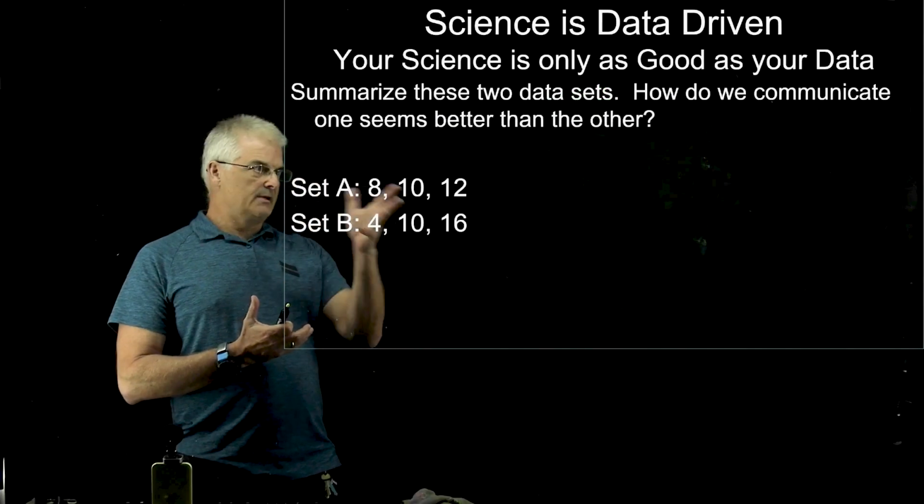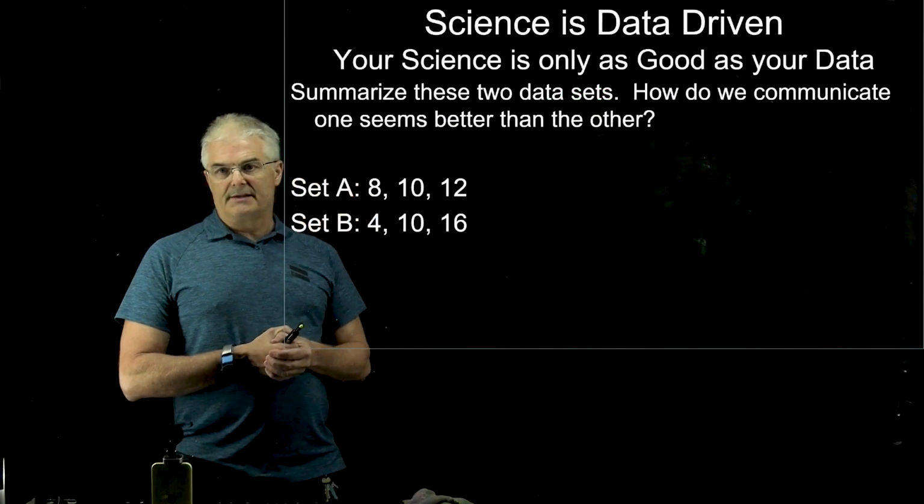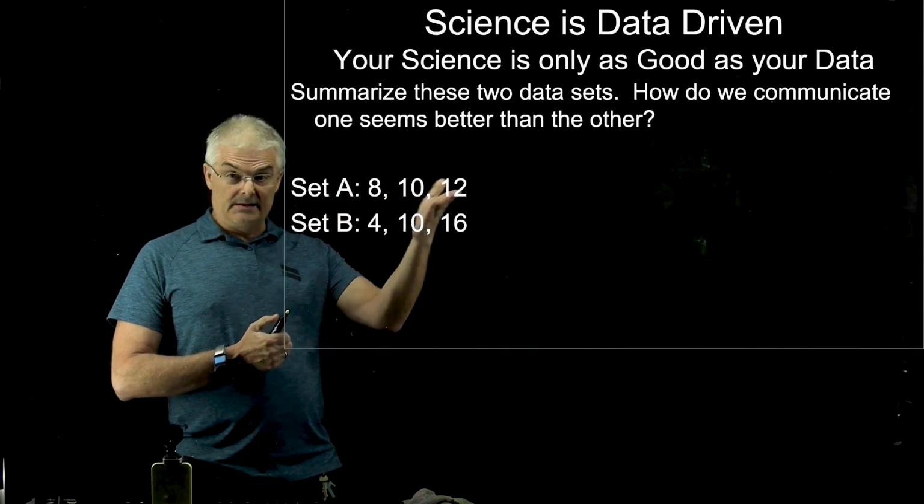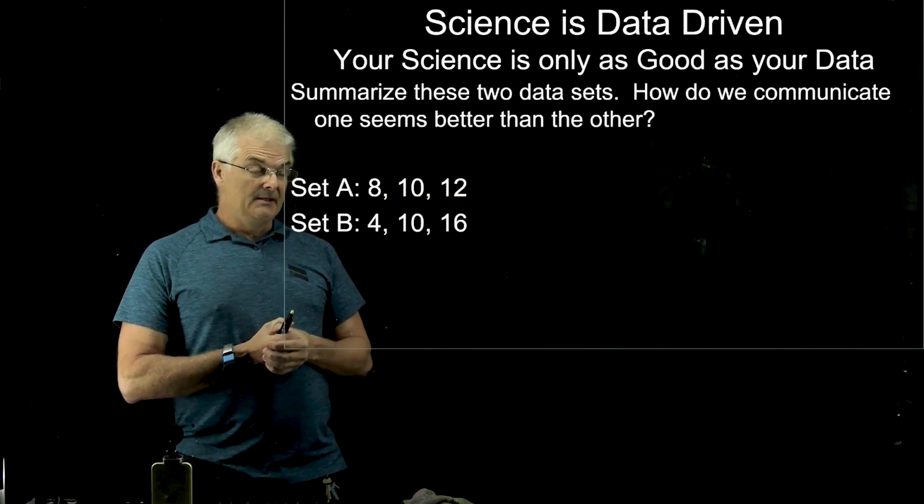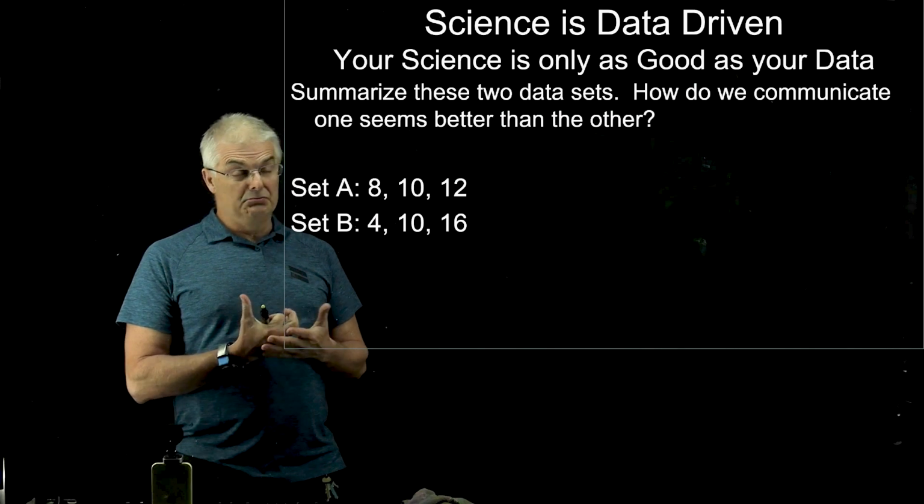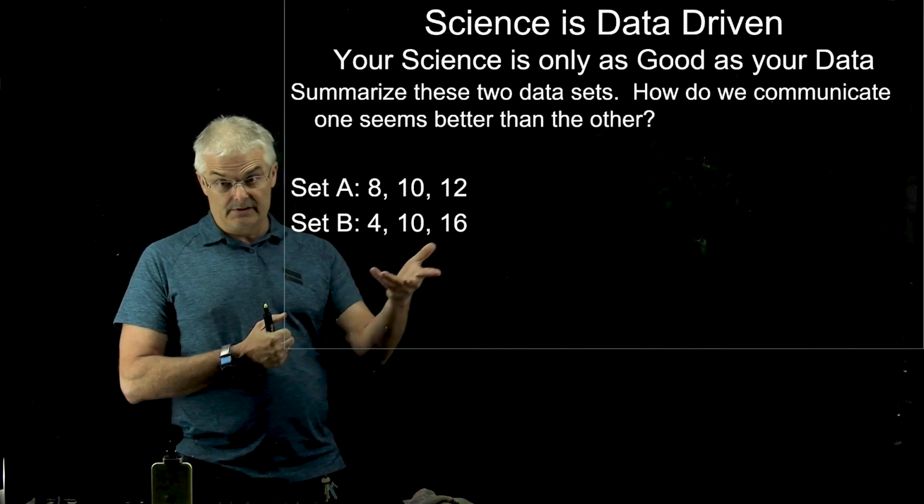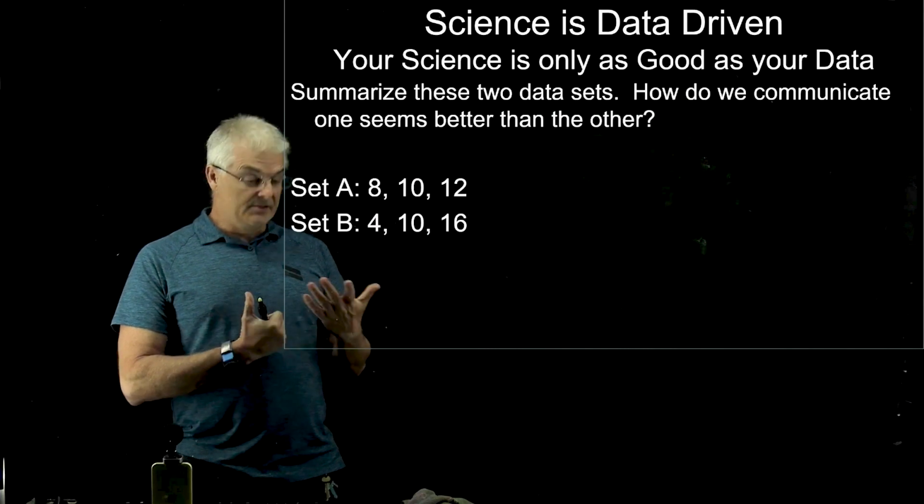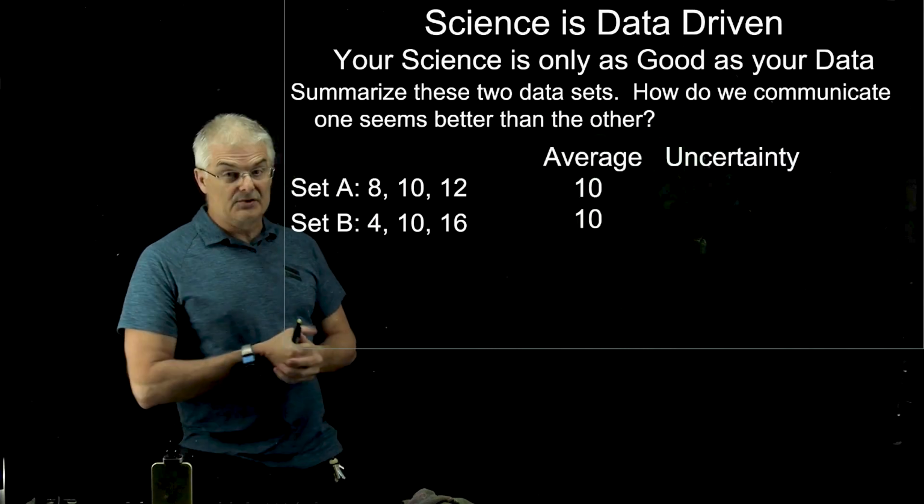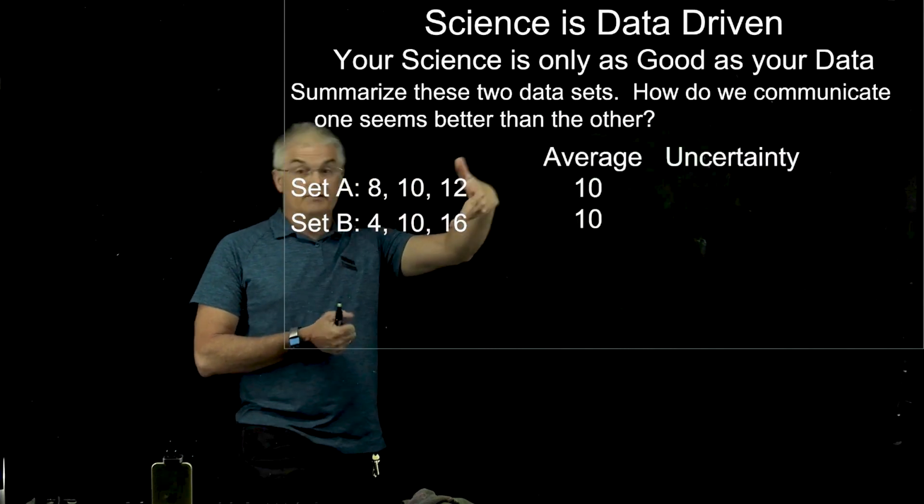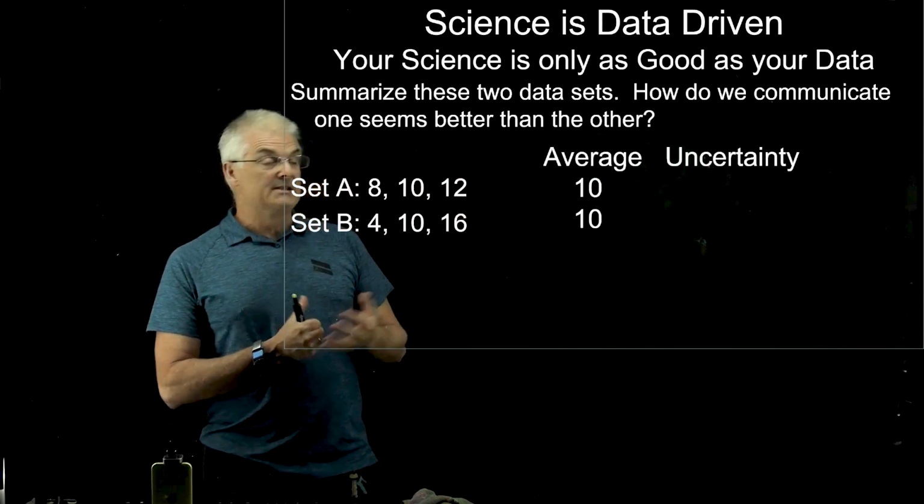So let's look at a couple sets of data. We've got set A and set B: 8, 10, 12, and 4, 10, 16. Now you know that one of the ways that you represent numbers, if they have slightly different numbers, or in some cases large bits of numbers, is to take an average. So if you took an average, you'd add them up, 8 plus 10 plus 12, divided by 3, because there's 3 data points, it's 10.